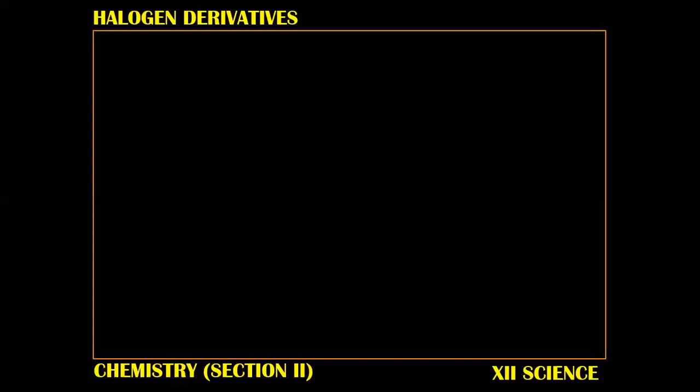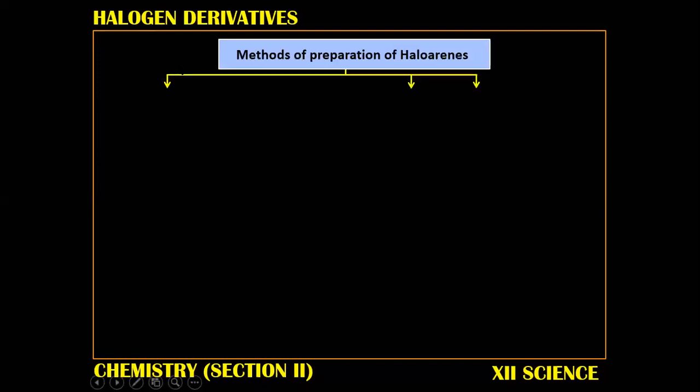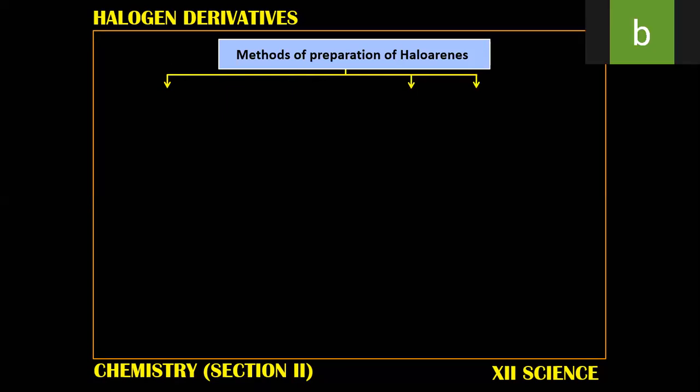Good, last class we finished with preparation of haloalkanes. Today we'll start with the preparation of haloarenes. Now, haloarenes, I told you, an aromatic or benzene nucleus should be present. Halogen is directly attached to the benzene ring. Now, methods of preparation of haloarenes.